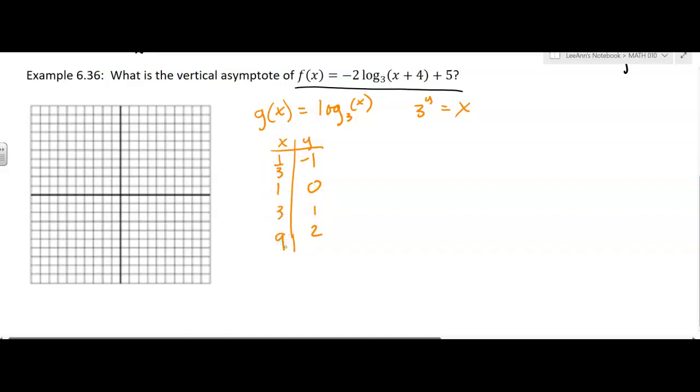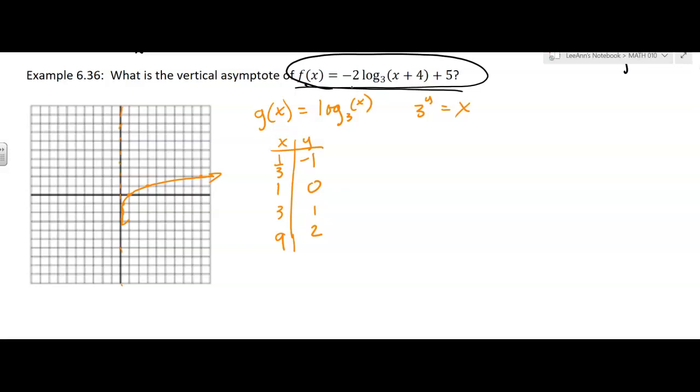So I don't think it's a bad idea to review how to graph those parent functions, since we've just started with the logarithm functions, and how to do that. So we get a point there, we get one here, we get one here, and we get one here. Okay, so that's our parent function. And it gives us a nice picture. And now we can graph the f of x.